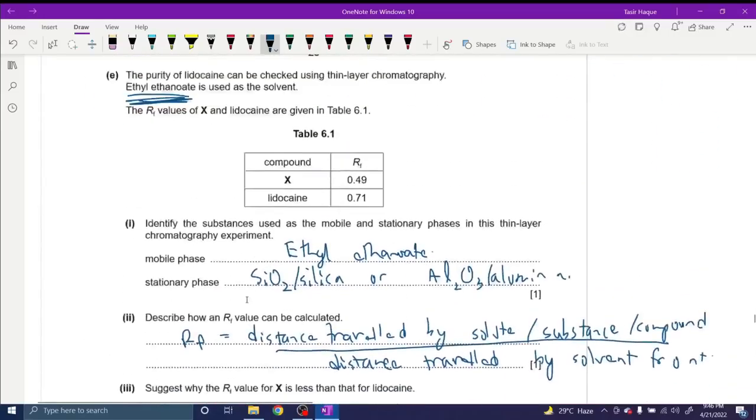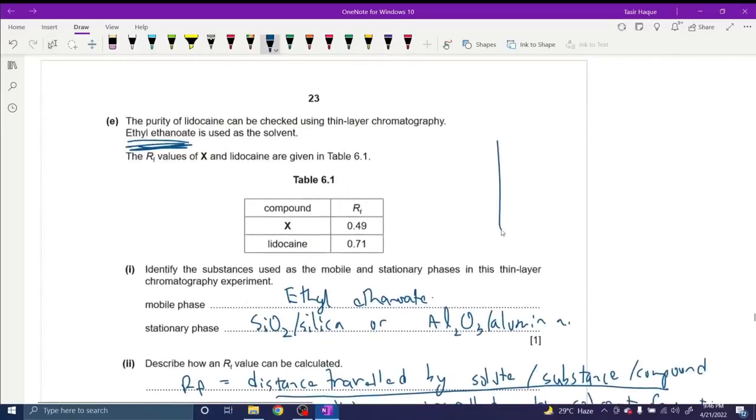So mainly, when do you have this? If this is the starting point and this is the solvent front, so maybe lidocaine traveled up to here. It had an Rf value of 0.71, and maybe X traveled up to here, 0.49.